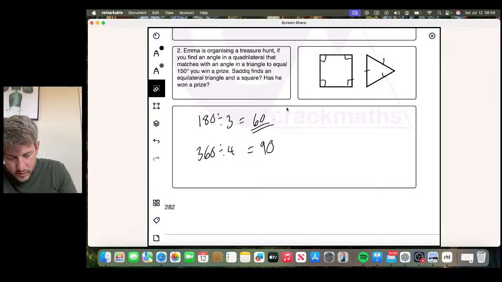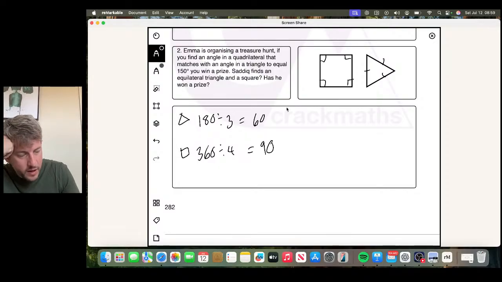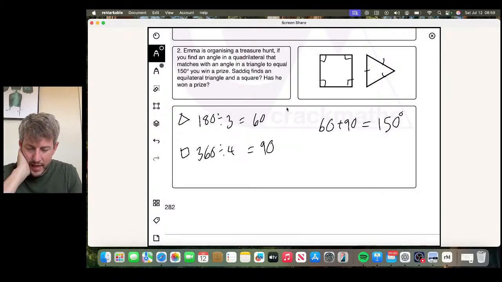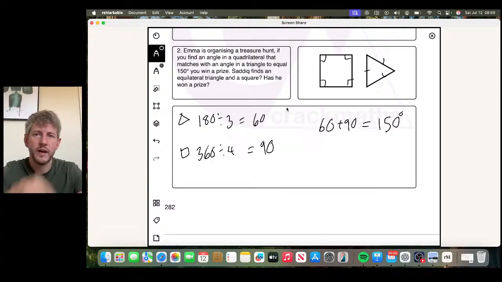Okay, so 360 divided by 4 equals 90, so that's the square. One second. So this is the triangle. Oh, that's a square. This is the triangle. This is the square. Okay, and then we can do 60 add 90, and that equals 150 degrees. So yes, if you find an angle in a quadrilateral that matches an angle in a triangle to equal 150 degrees, you win a prize. Sadiq finds an equilateral triangle and a square. Has he won a prize?